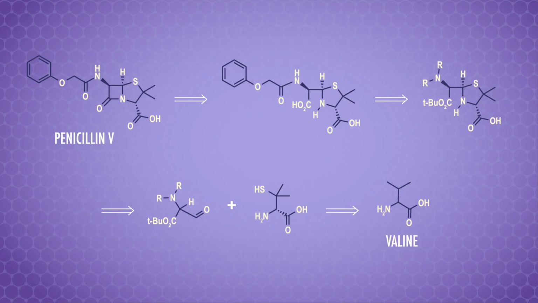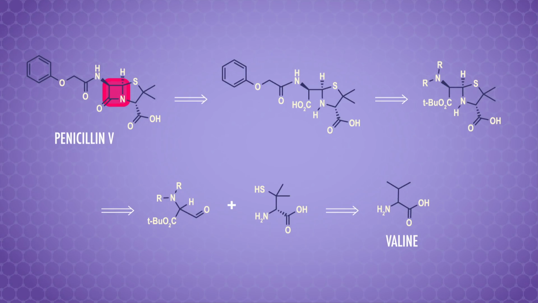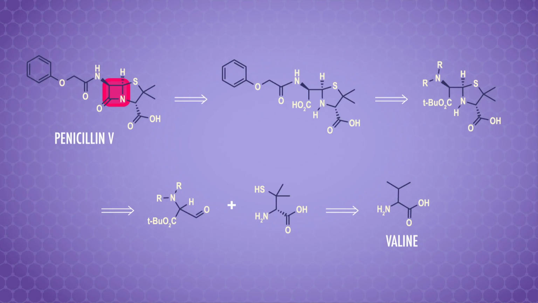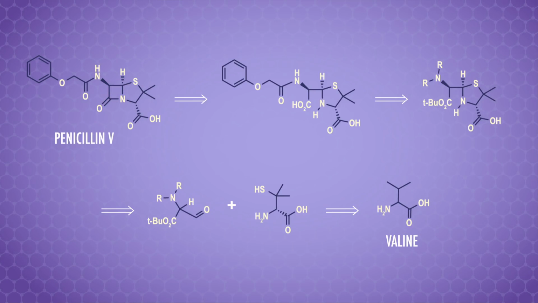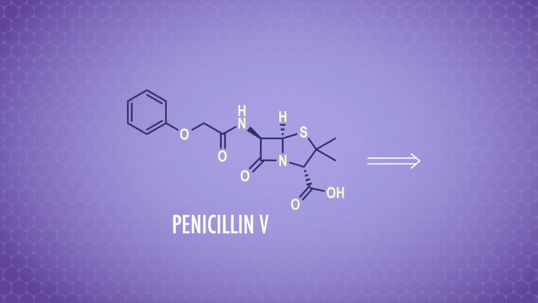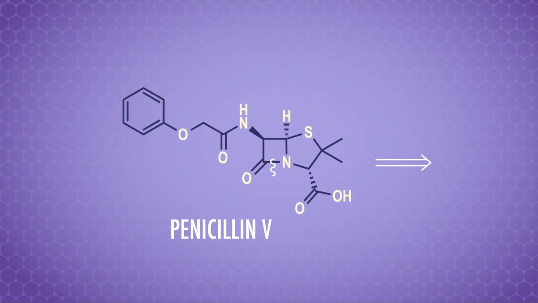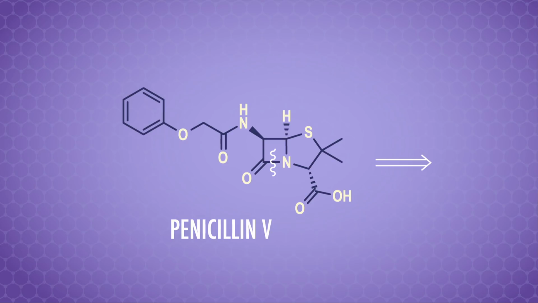Whether we're building an Enigma machine or making complex natural products, the last part we install should be the most sensitive. You don't want to be hammering together the sides of the Enigma machine with the delicate wiring of the plug board already in place. Penicillin was so difficult to isolate because the strained 4-membered beta-lactam ring is super sensitive to hydrolysis. It broke open when chemists tried to purify it from the fungus. So in our retrosynthesis map, that's the first disconnection and the last bond we'll make in our synthesis.